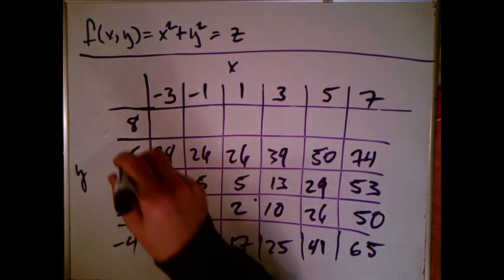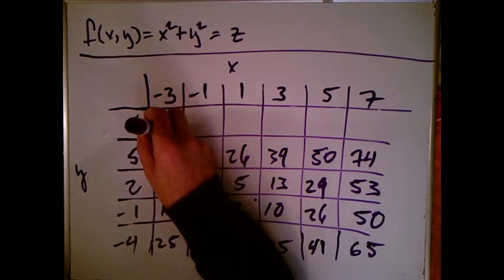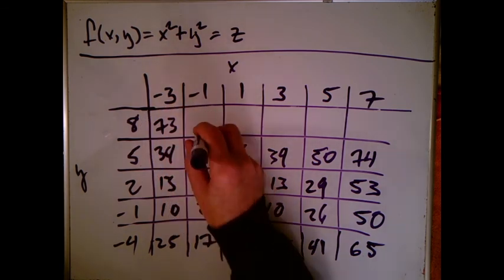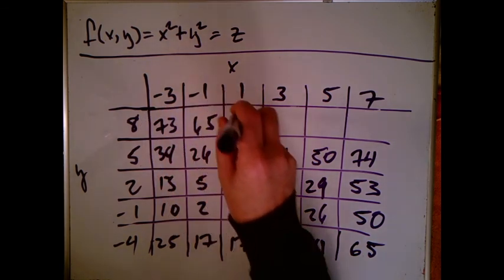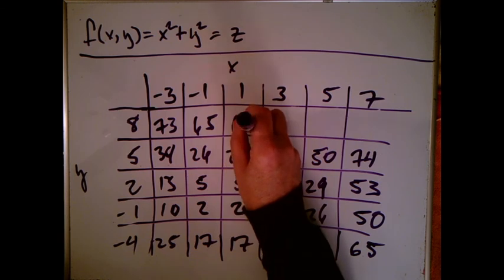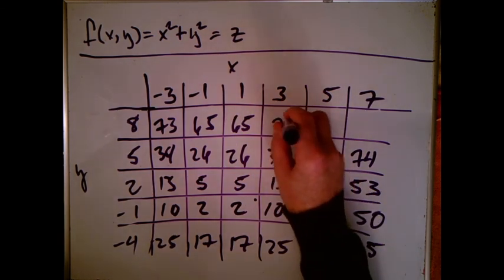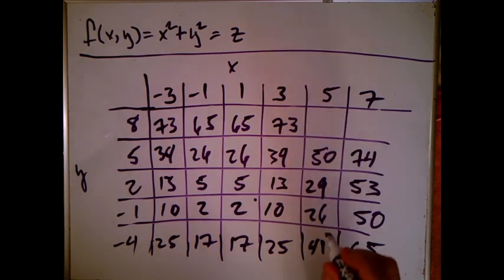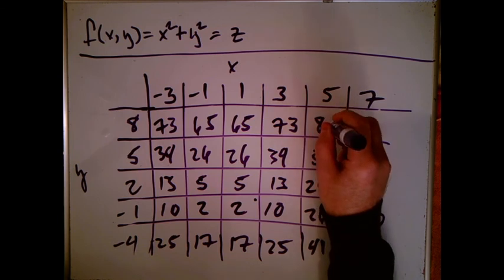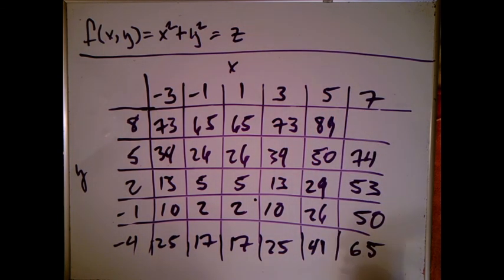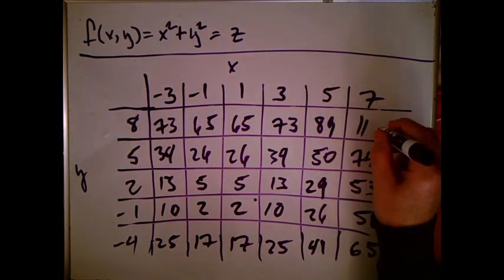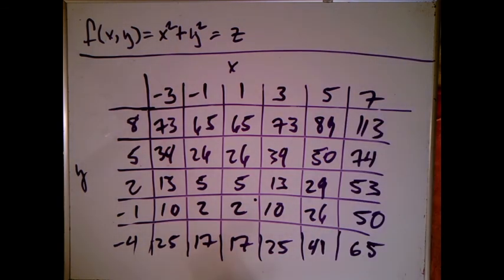Here we go. 64 plus 9 is 73. 64 plus 1 is 65. 64 plus 1 is 65. 64 plus 9 is 73. And there's our symmetry again that we see. Let's see here. 64 plus 25 is 89. Kind of embarrass myself here, I guess. 64 plus 49, I think, is 113. There we go. So this is how we make our table of data.